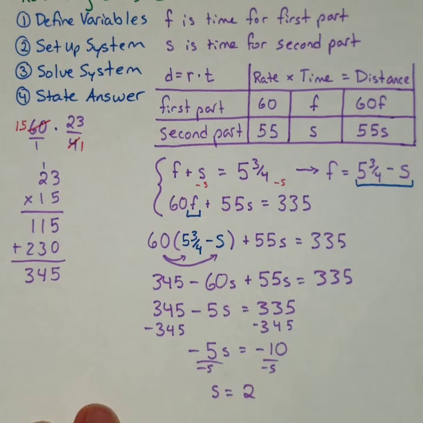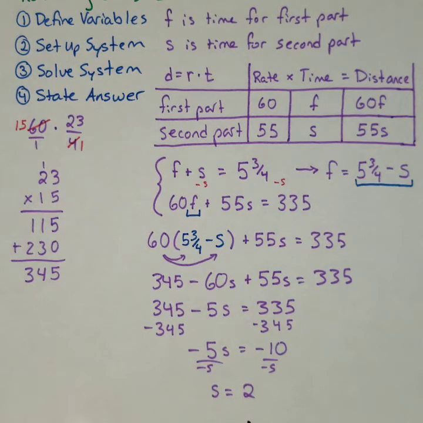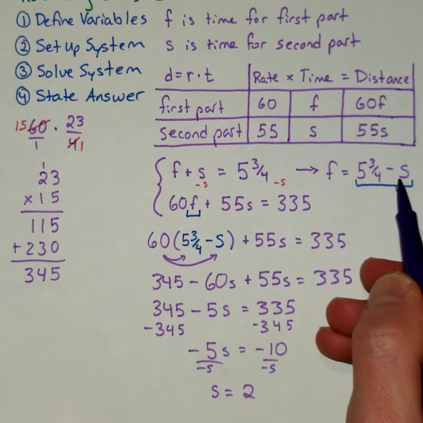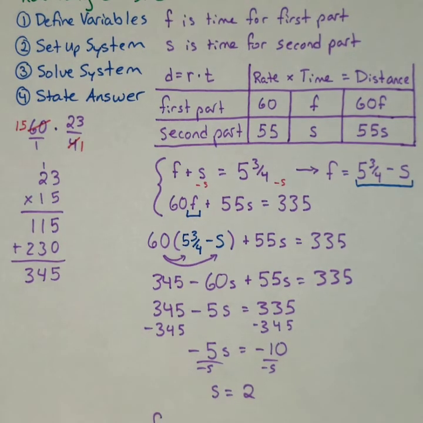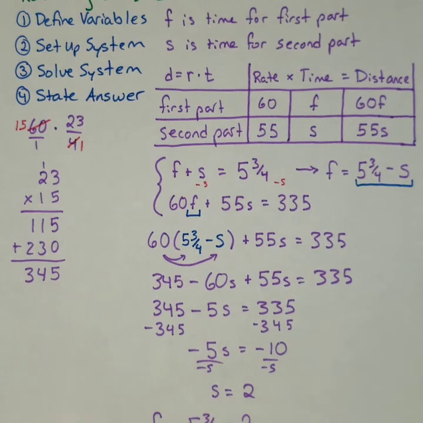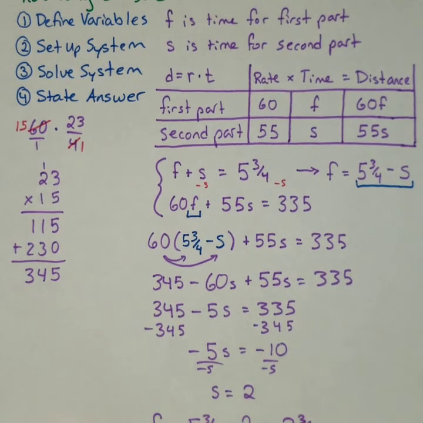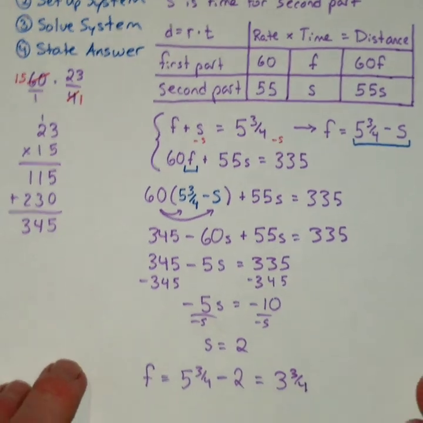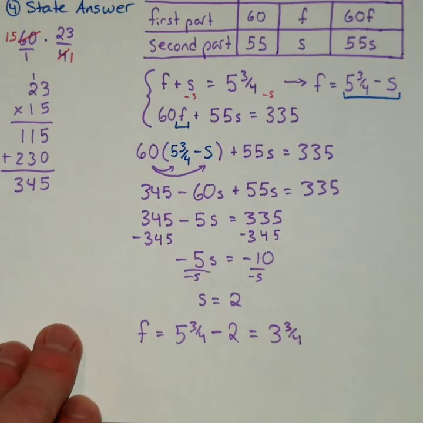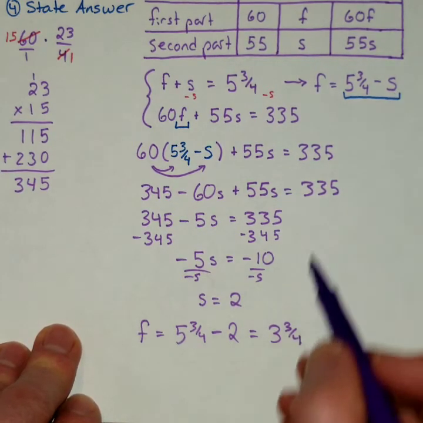Alright, so now if s is equal to 2, that's the number of hours spent traveling at the second speed. I need to find the number of hours spent traveling at the first speed. And so to do that, I'm going to use f. I'm going to use this equation up here. I'm going to take that 2 off of the 5 3/4. So 5 3/4 minus the s, which is now 2. And of course, 5 3/4 minus 2 is 3 3/4. And that comes from the s becoming 2.